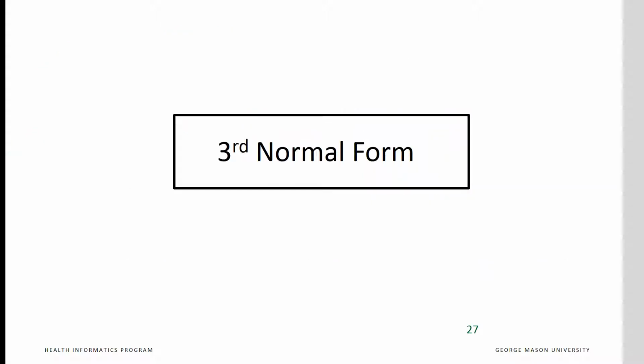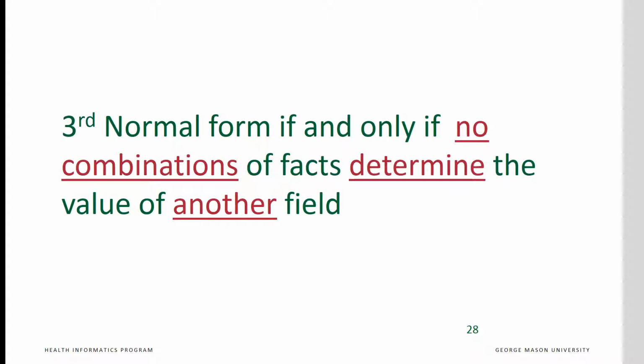The third normal form focuses on whether a combination of facts can determine another fact. A table is in the third normal form if and only if there are no combinations of strictly informational fields, that are not the primary or foreign keys, that determine the value of another field.